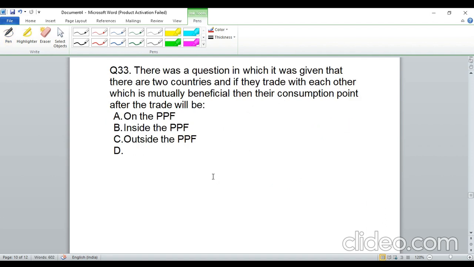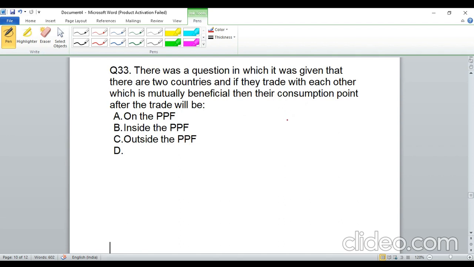Okay, next question, question number 33. In this question, it was given that there are two countries, and if they trade with each other, and the trade is mutually beneficial, then will their consumption point after the trade lie on the production possibility frontier, or inside the PPF, or outside the PPF?